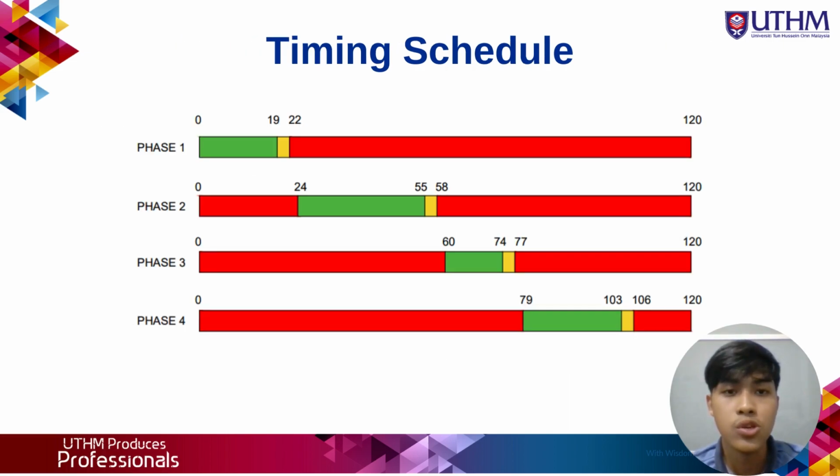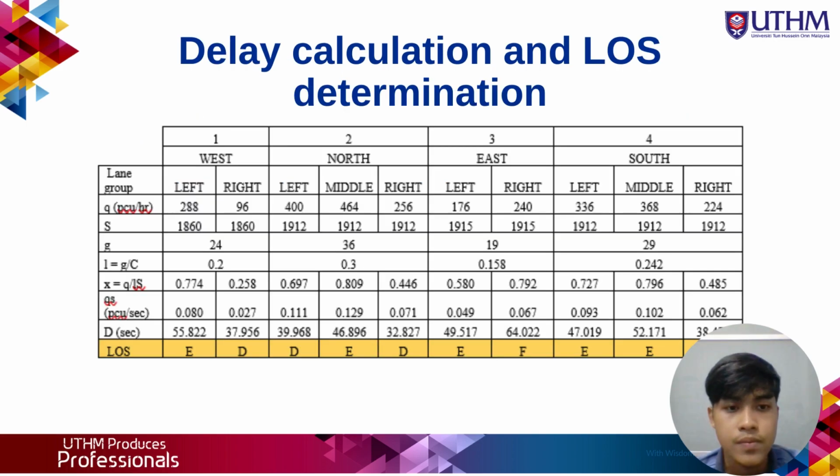After obtaining the controller setting time, we can make the timing schedule for every phase, as shown above. After we get all the parameters, we can finally make the delay calculation and LOS determination. The calculation is shown in the table above. So most of the LOS is at D level.